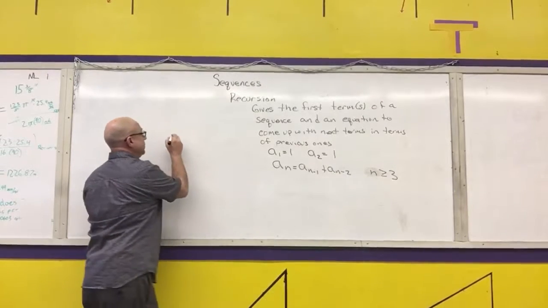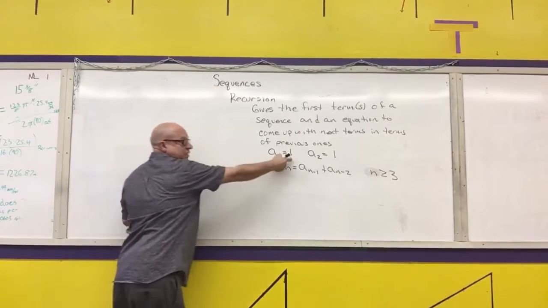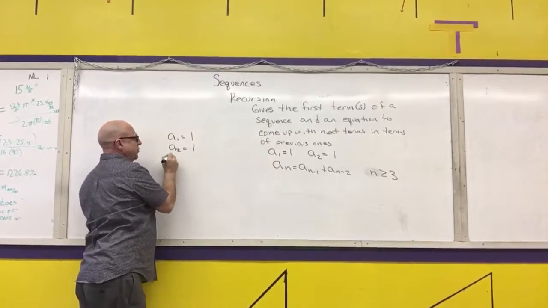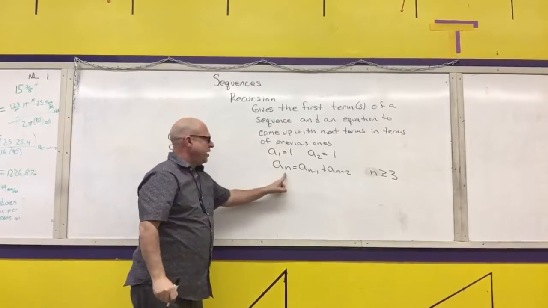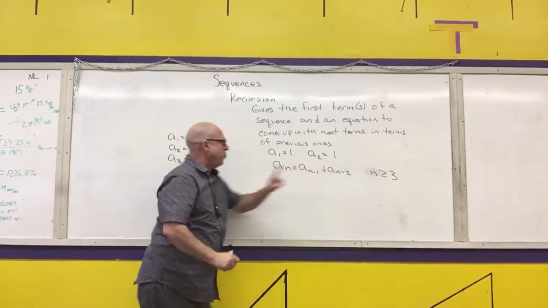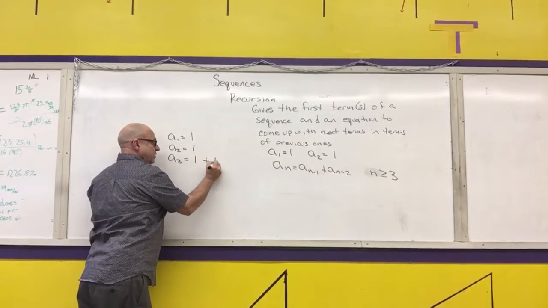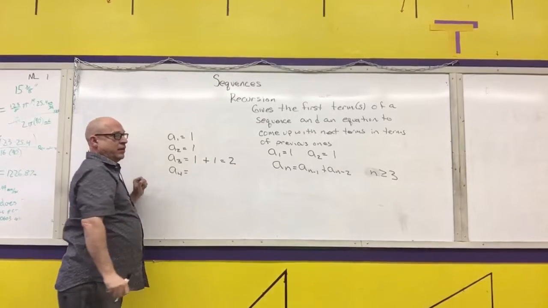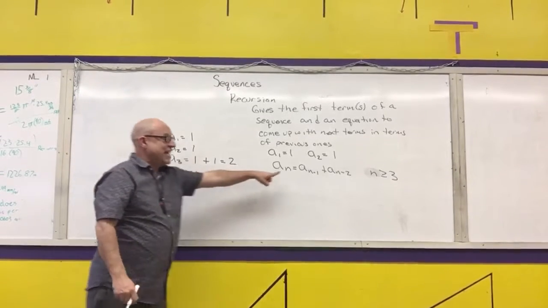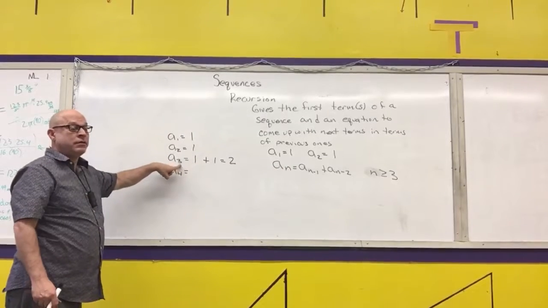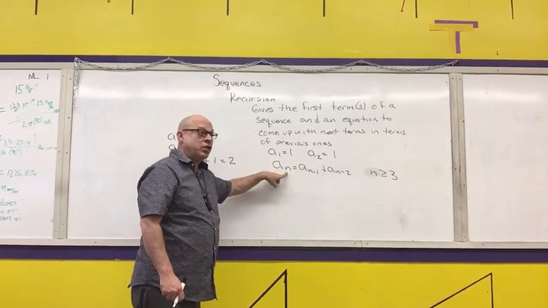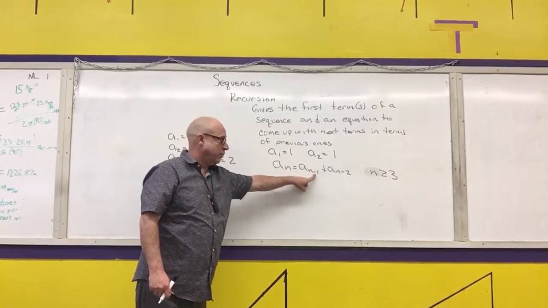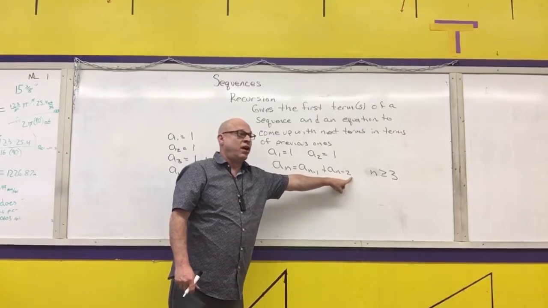What's a sub 1? 1. I told it to you. What's a sub 2? 1. Okay, a sub 3. A sub 3 is equal to a sub 2 plus a sub 1. What's a sub 2? 1. What's a sub 1? 1. So this is 2. What's my n? 3. So I have the third term is equal to, what's 3 minus 1? 2, which is the second term. 3 minus 2 is 1, which is the first term.